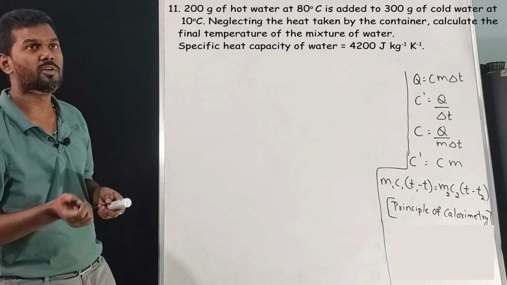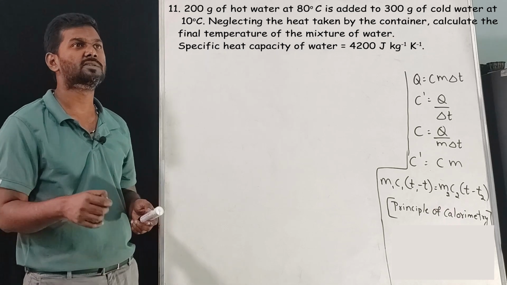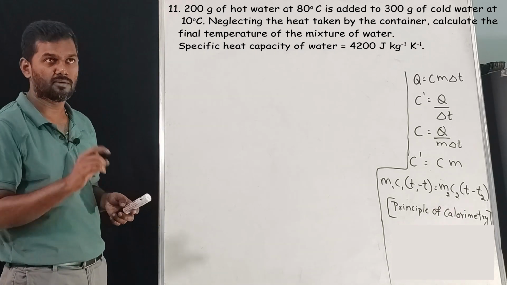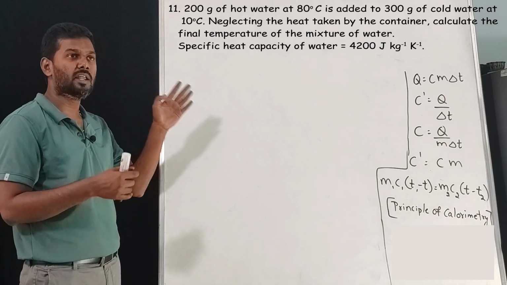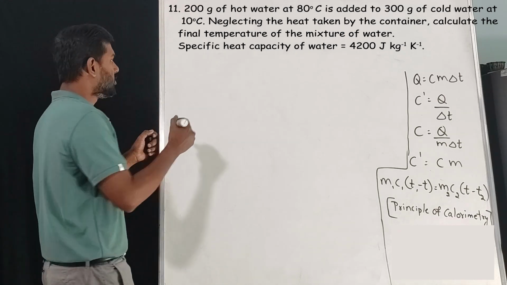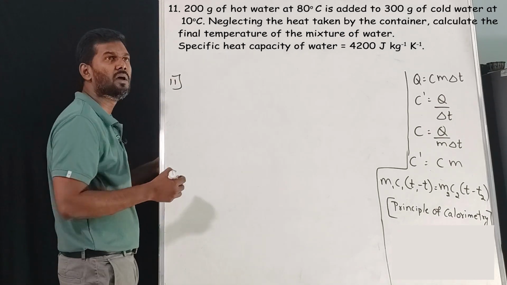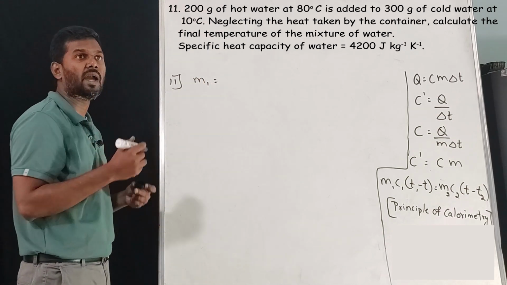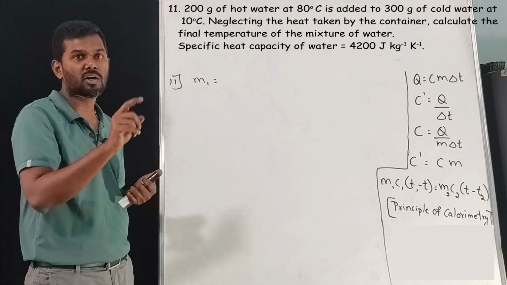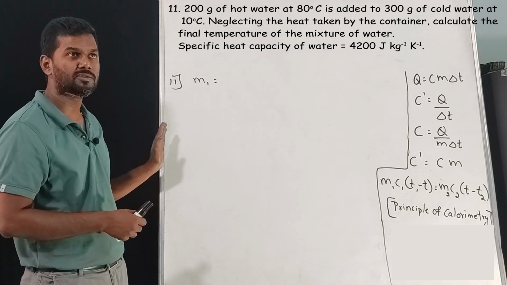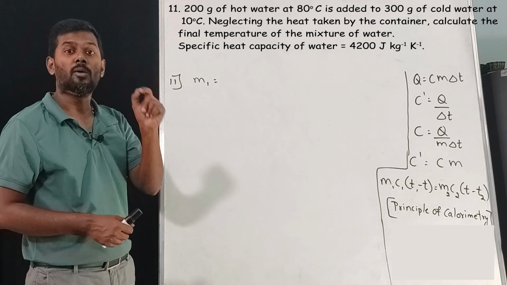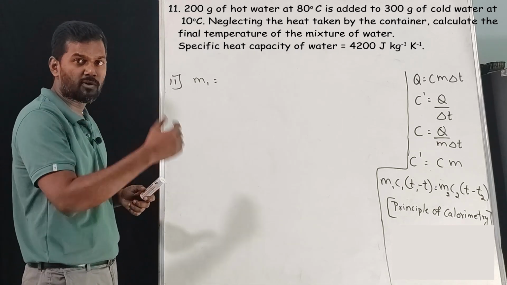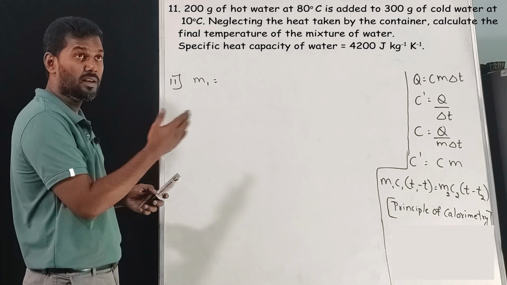Calculate the final temperature of the mixture of water. Specific heat capacity of water is 4200 joules per kg per Kelvin. First we'll write the given data, then we'll go for the solution. So this is question number 11, and the mass of hot water, which has high temperature, we are going to write on the left side, that we assume as object 1.